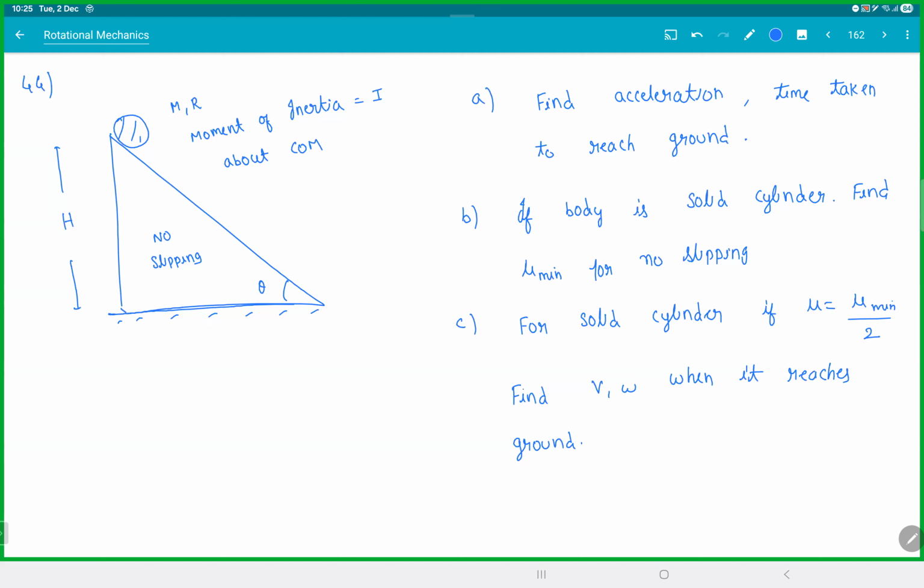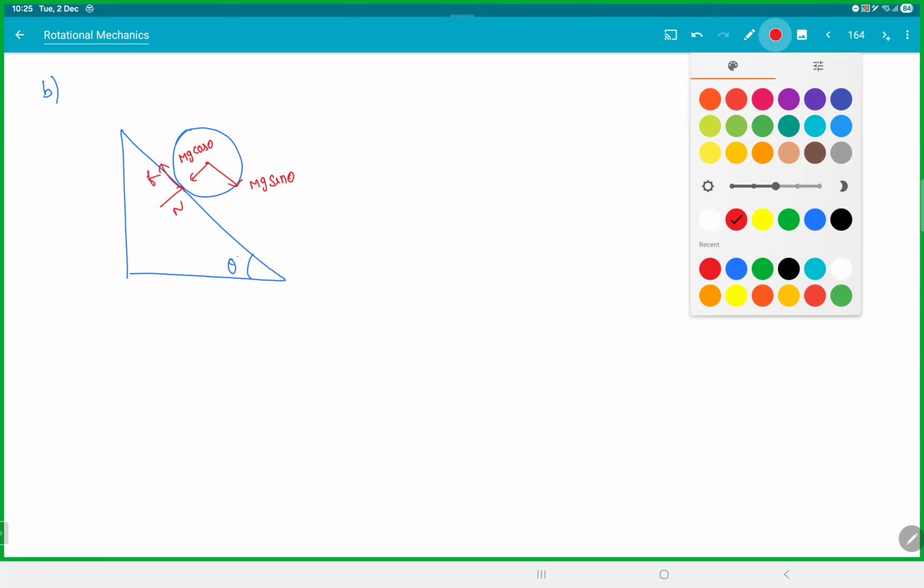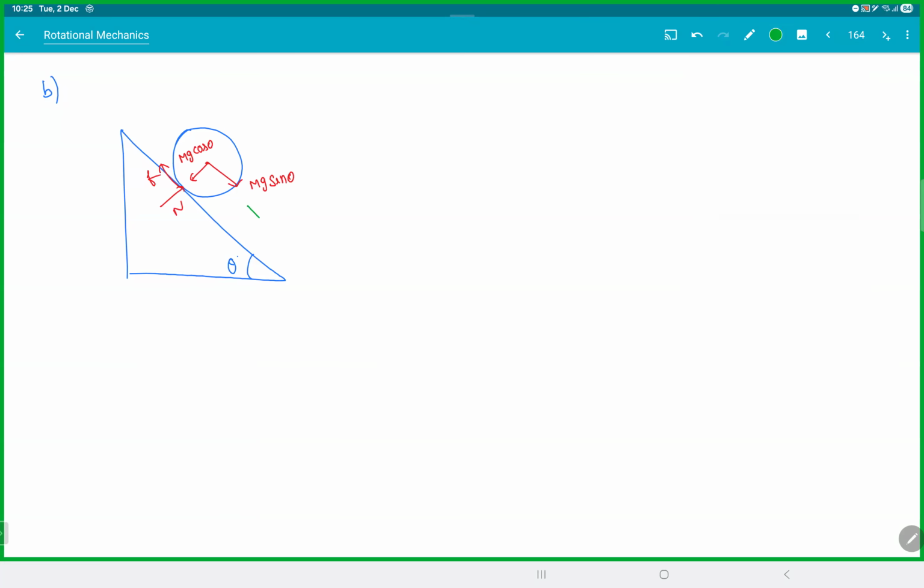Okay, let's see. So for the B part, again, I will not use the formula. I'll try to derive it again. So we have the solid cylinder. mg sin theta, mg cos theta, normal reaction, friction, acceleration, alpha.